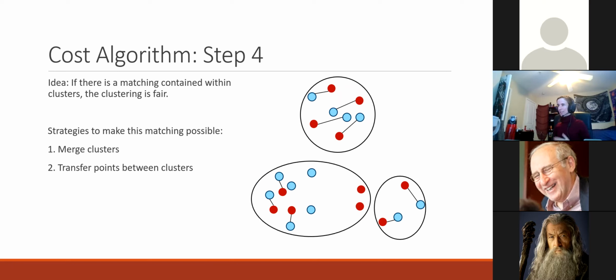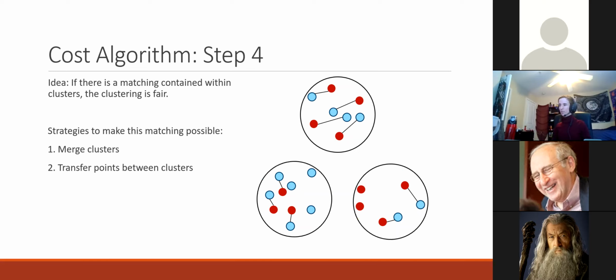If we do that, we'll get the following 2 clusters, and we can again increase our matching size in the same way. And now we're left with only 1 blue point left that we need to deal with. Okay, so those are the 2 ways we're going to do this.